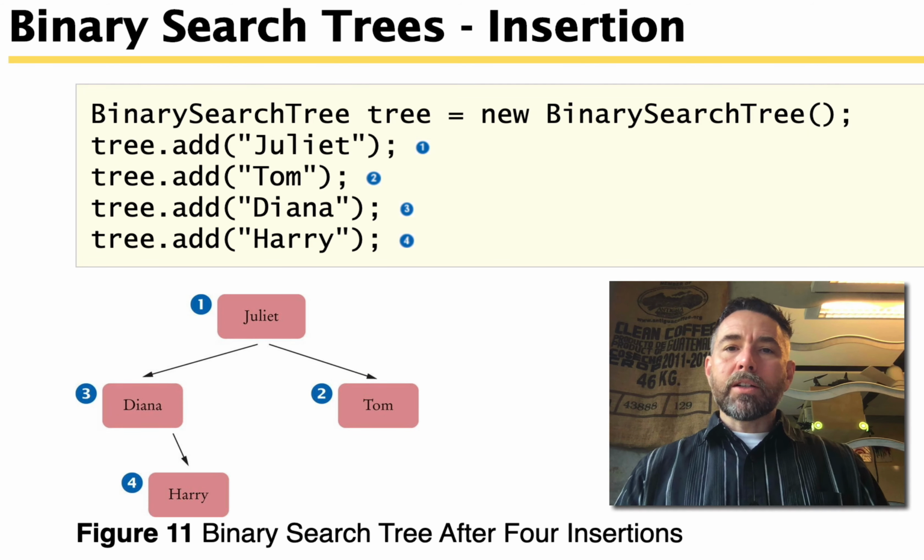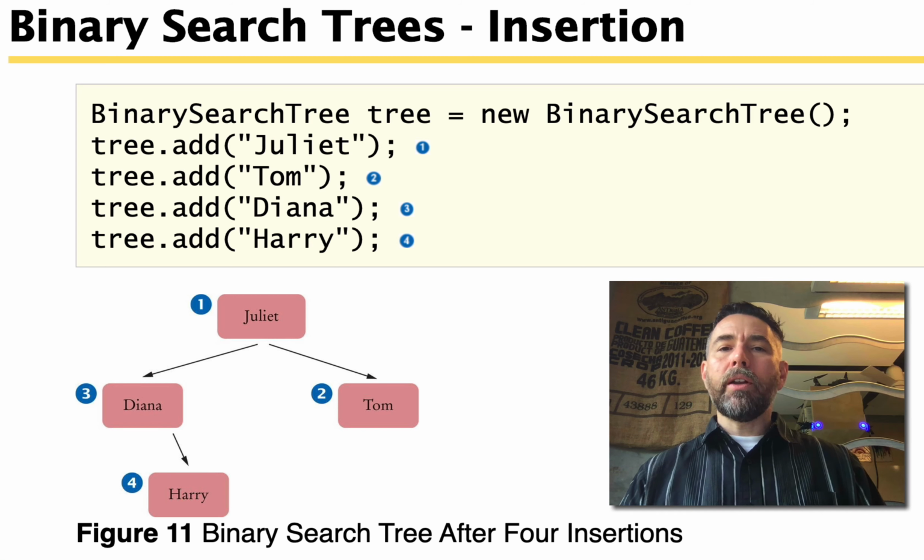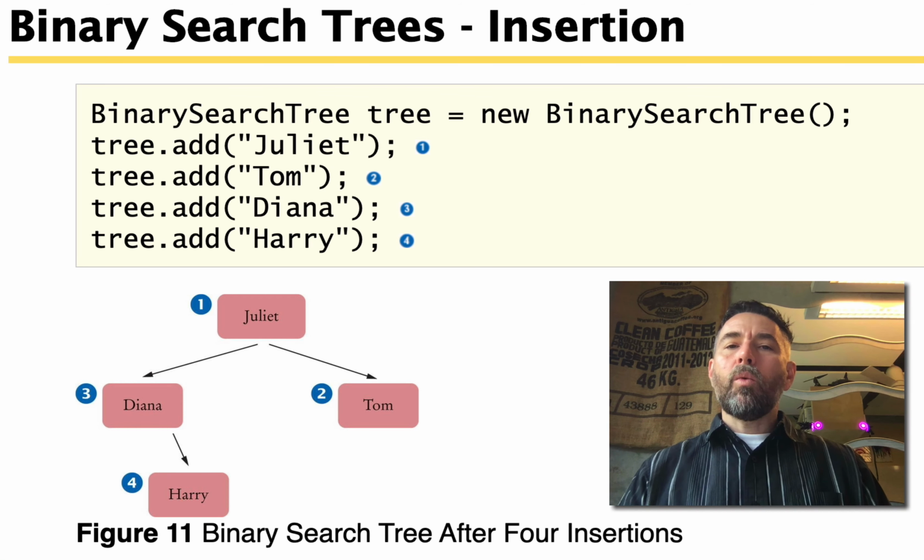So here's what it looks like as a user of a binary search tree. First, we create a binary search tree, and when we add Juliet, the recursive function just starts with a null node at the root, and so we just add Juliet. Then when we add Tom, we have to recursively walk down, and we say, Juliet, oh, that is less than Tom, so we need to go down the right branch. Nothing's there, so we add Tom to the right side.